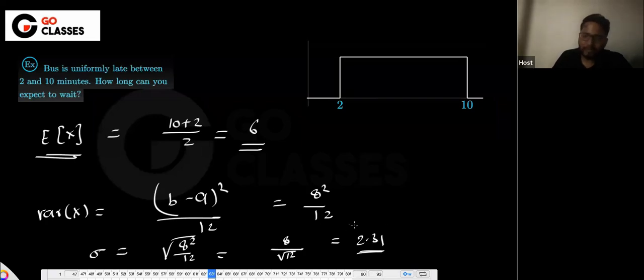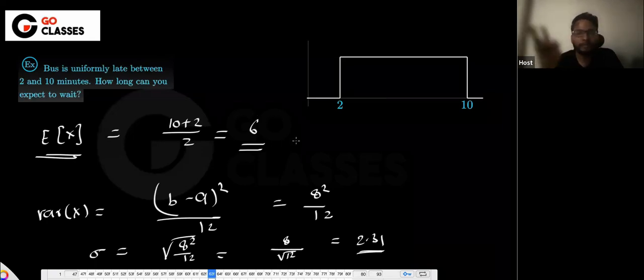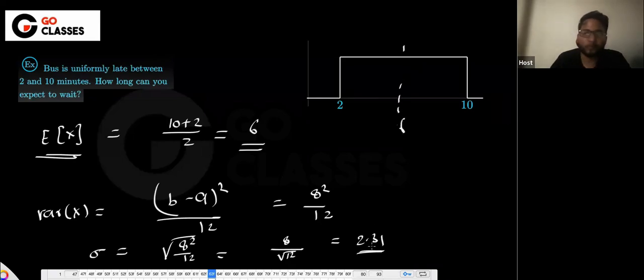Now, what does this standard deviation actually tell you? Can anyone tell me? It generally tells us that we are expected to wait on average six minutes. I mean, on average the bus will be 6 minutes late, but with a standard deviation of 2.31.